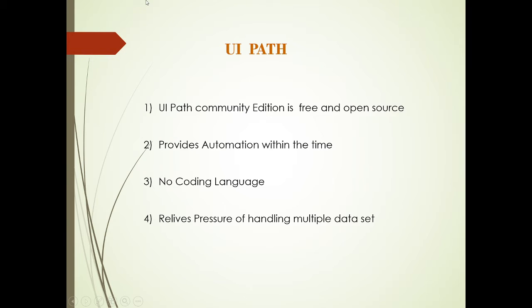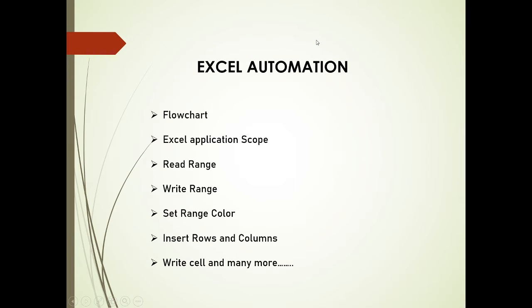But now we can go on to the flow for UiPath. To go for UiPath, we need to install UiPath Studio. For the Excel automation, we are going to cover flowchart, Excel application scope, read range, write range, and set range color to the cells, headers, and column headers. We can insert rows and columns and write in the cell.